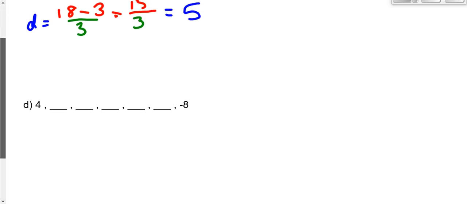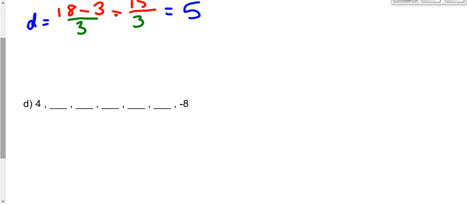Let's go ahead and try that again for example 4. So to find my common difference, I have to find the total value moved, which in this case is negative 8 minus 4.